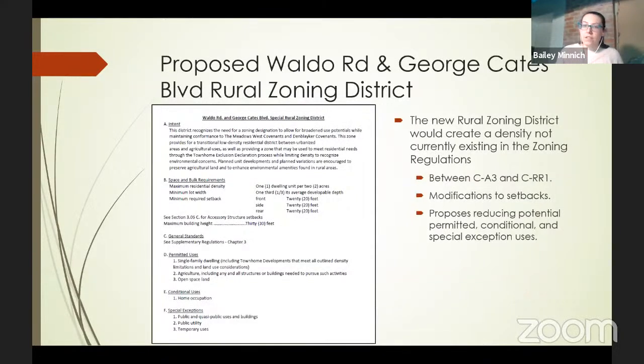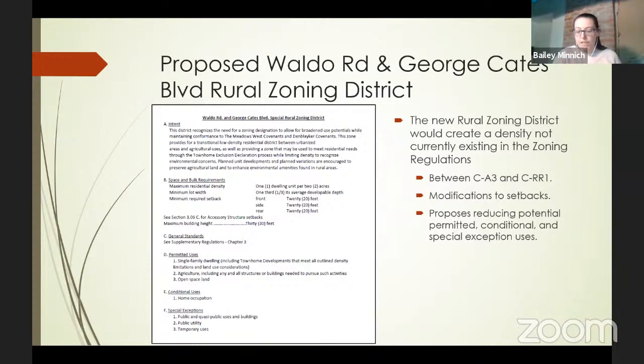So this is just a screenshot of the proposed rural zoning district, which was included as part of your packet. As I said, the intent of the district is to provide for this transitional low density residential district between the urbanized areas, that commercial zoning to the east, and then the agricultural uses and lower density to the west.